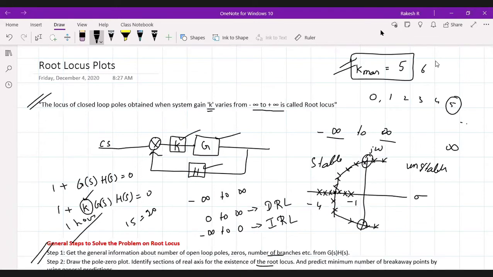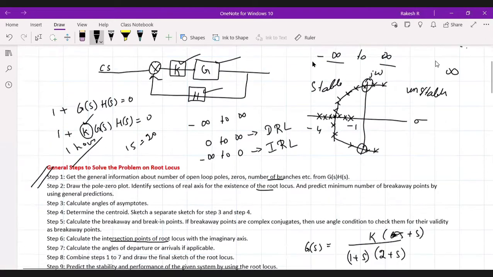Now in some questions they give G(s) = k divided by s plus 1 into s plus 2. If the question was like this, what are we supposed to find? We are supposed to find out the marginal value of k, at which the system changes from stable to unstable. We used to find out that.